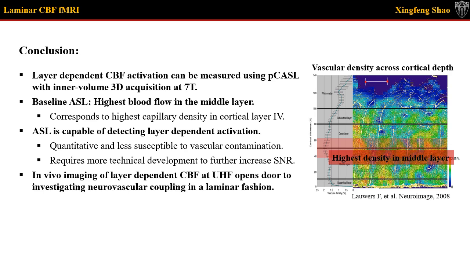So in vivo imaging of layer-dependent CBF at ultra-high fields definitely opens doors to investigating the neurovascular coupling in a laminar fashion.